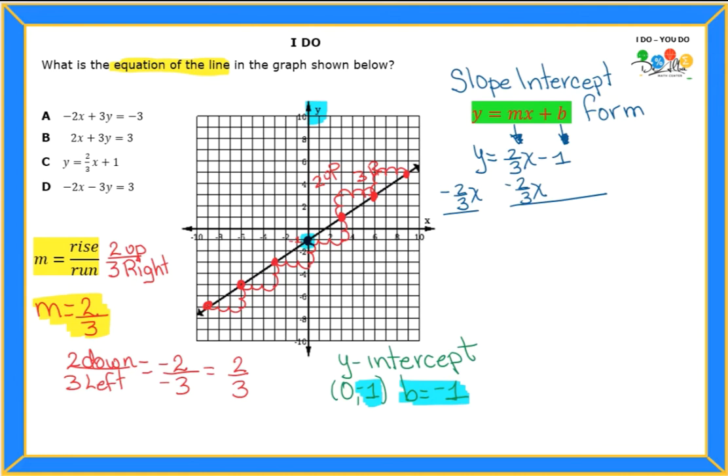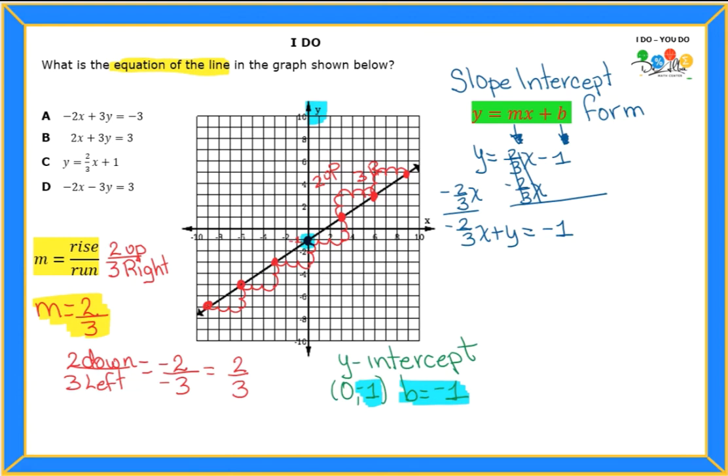Remember, whatever you do on one side, you do it to the other side. So I'm going to rewrite my left side. And I get negative 2/3 of x plus y equals, what happened to my 2/3 of x? They cancel, and what is left? Just the -1. Still, my answer doesn't look like the other ones, right?